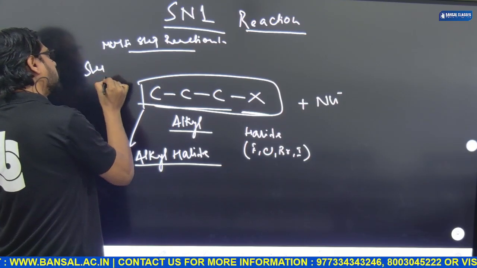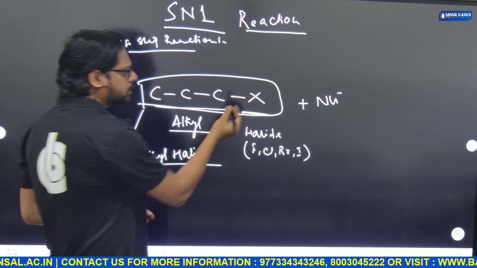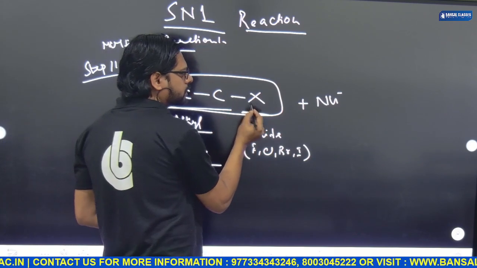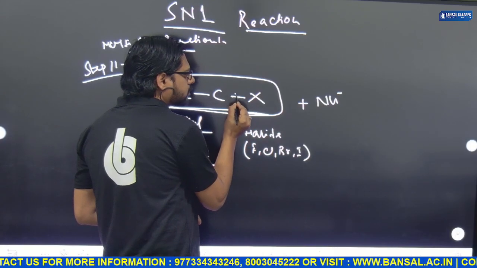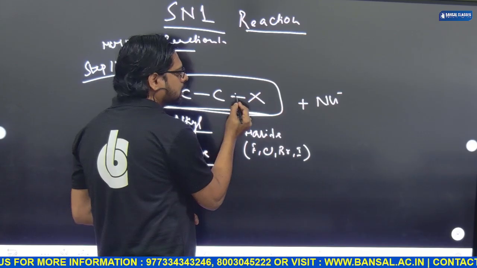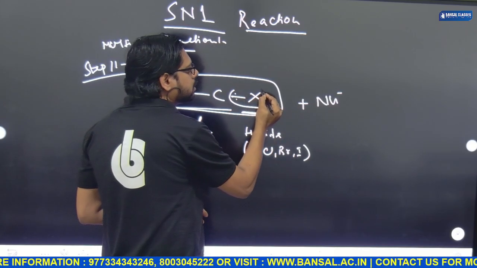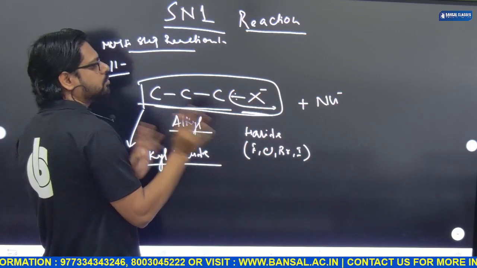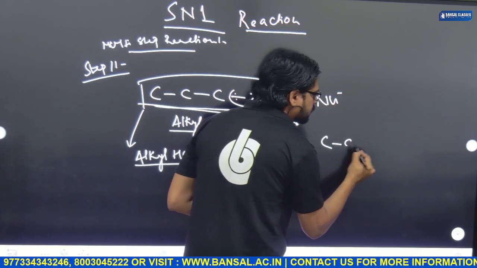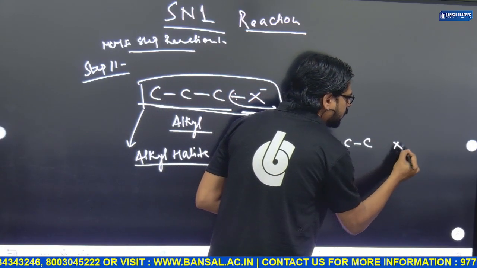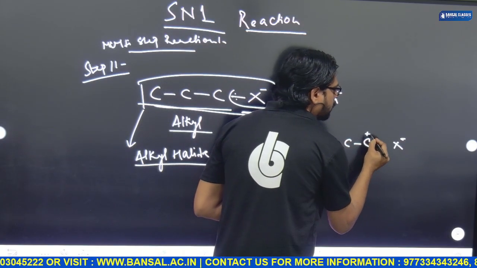Step 1. What will happen in step 1? Now, look. First, this halogen, which is an electronegative element, will take the electrons shared between carbon and halogen away and remove from here on its own. So basically, it will look something like this. That will be X minus, and this will be a carbocation.